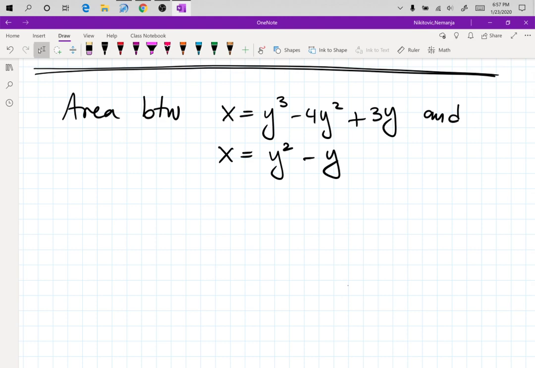When you use Desmos now, please type it as x equals. You cannot do just the y thingies because it's trying to grab. So x equals, and then on the next line, again, x equals.